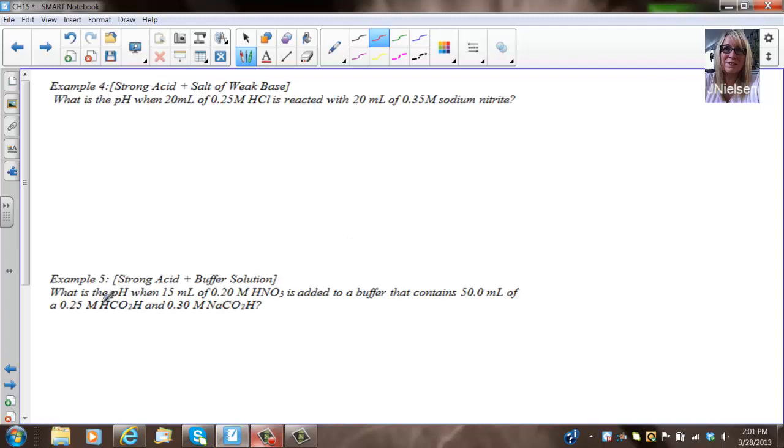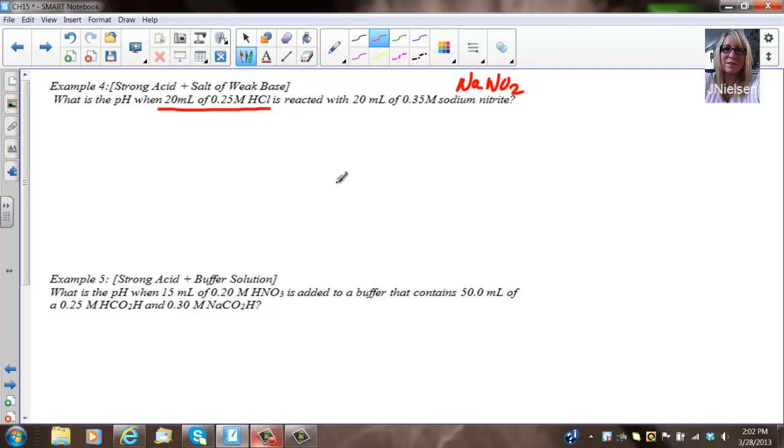So let's do some practice problems. We've got about 8 to go through. So in this first one, we are adding a strong acid and the salt of a weak base. We have 20 mils of 0.25 HCl. That's a strong acid.